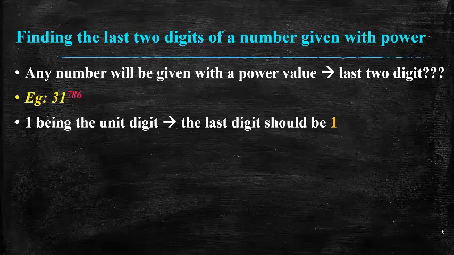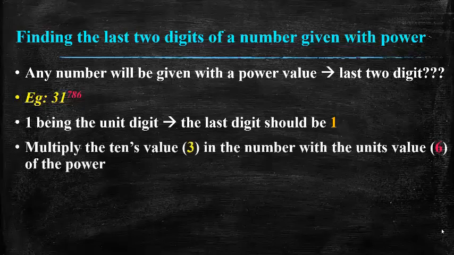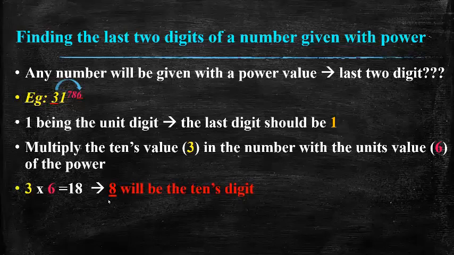In 786, the unit value is 6, and in the given number you have the 3 in the tens place. So we are going to multiply 3, the tens value in the number, with the units value in the power, which is 6. 3 into 6 gives me 18. In that result we identify the unit digit, that is 8, and that 8 will be the tens digit. So for 31 power 786, 81 will be the last two digits.